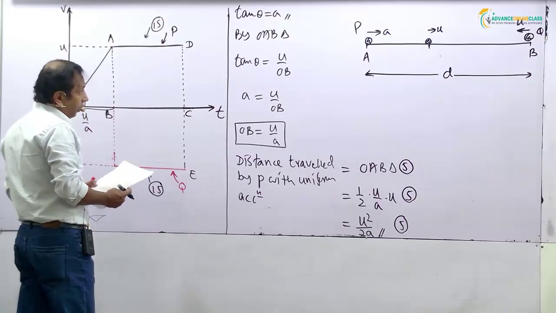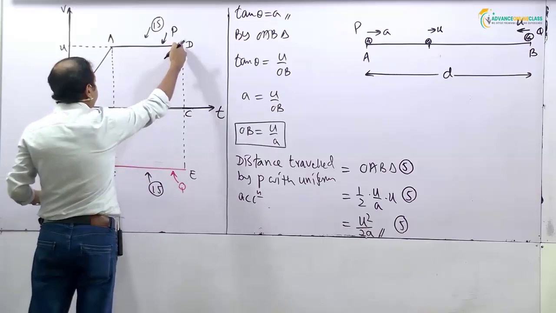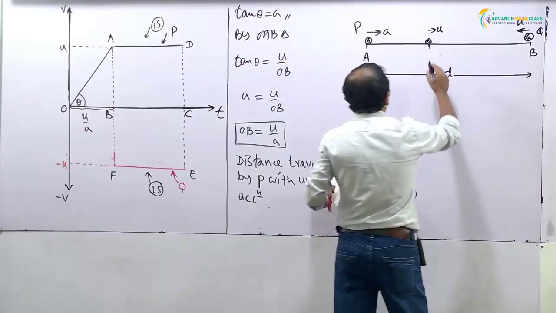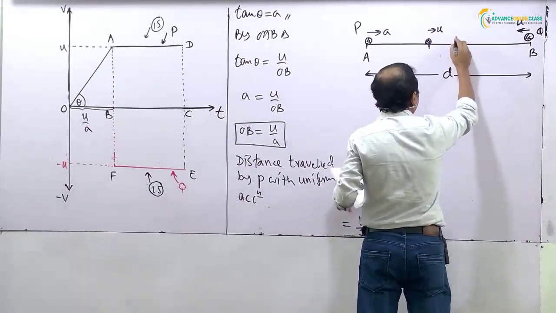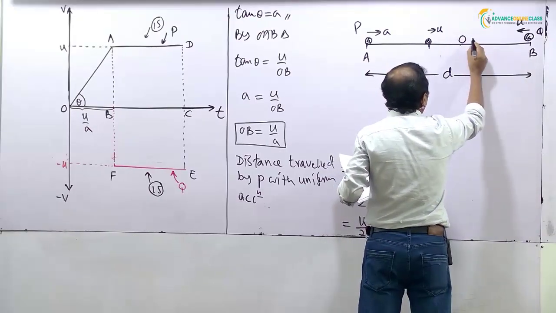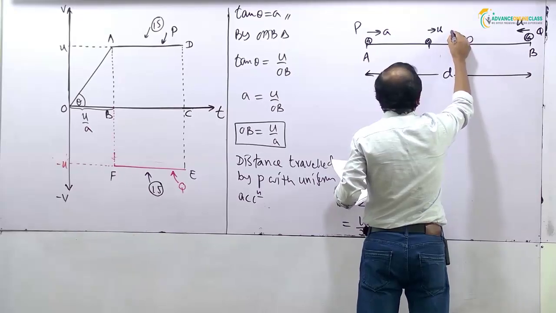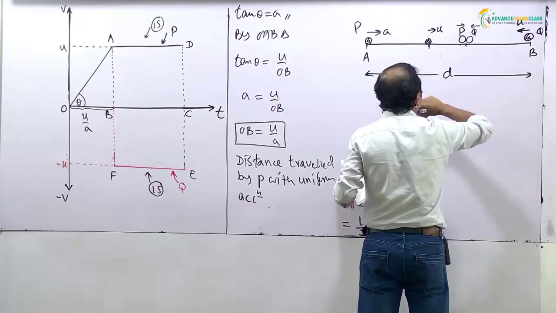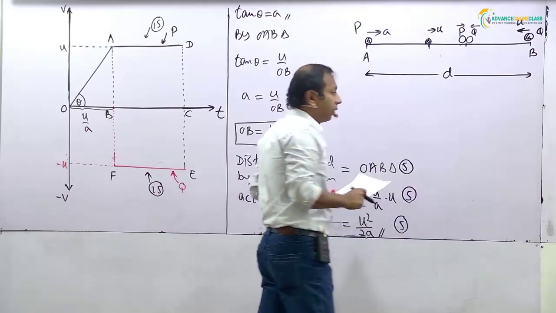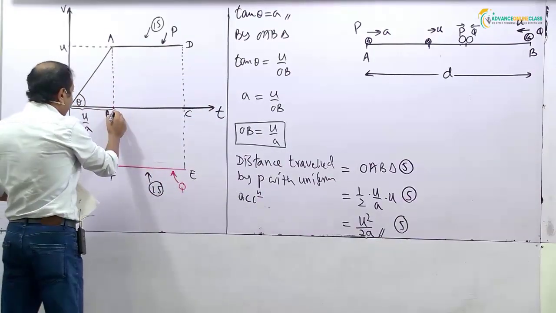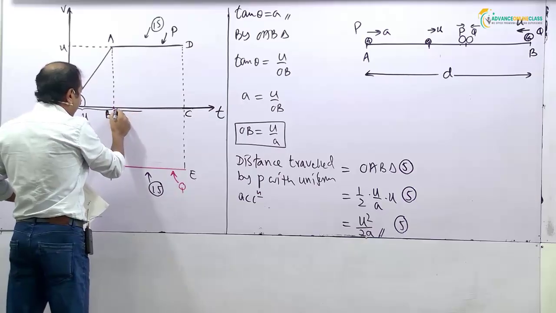Really, we have stopped drawing the VT graph. On one occasion, after passing this position here, P will be here and Q will be here. This is P, this is Q. So at that moment, the time is asked. First of all, we'll find this time. This time I'll take as T.